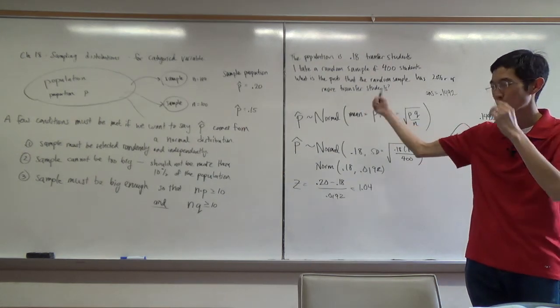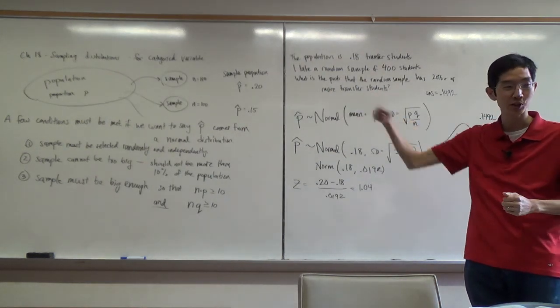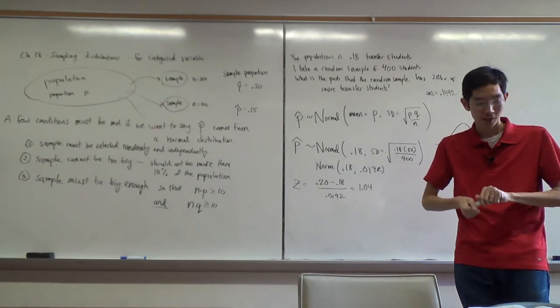I think that's about it for using the normal model to get sampling distributions for a categorical variable.